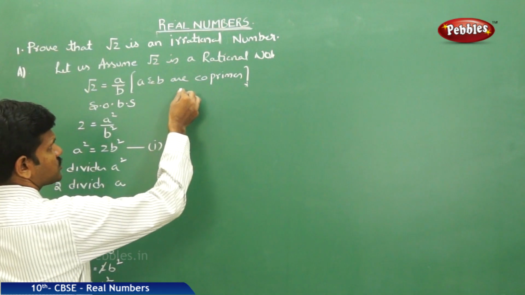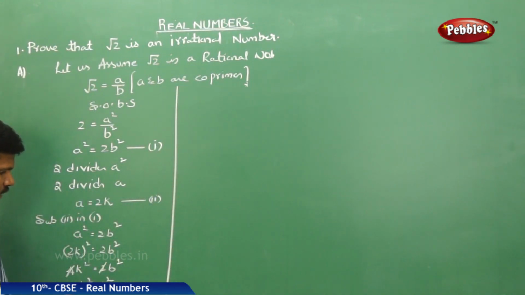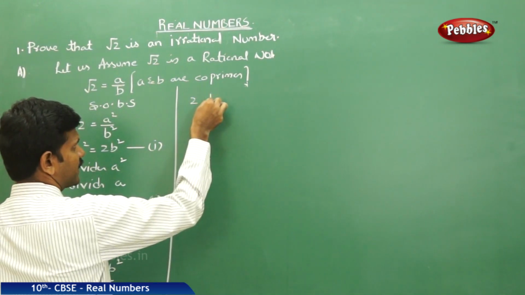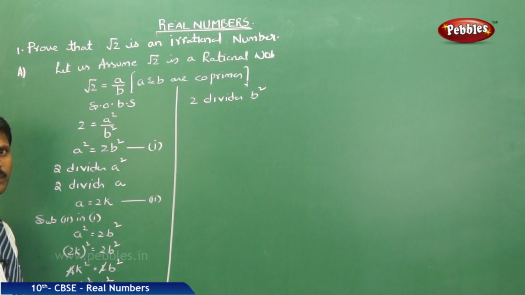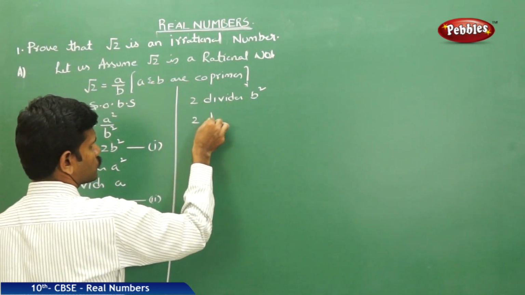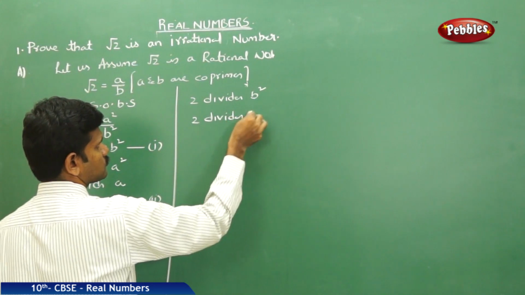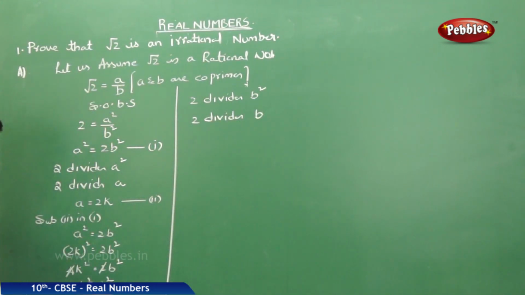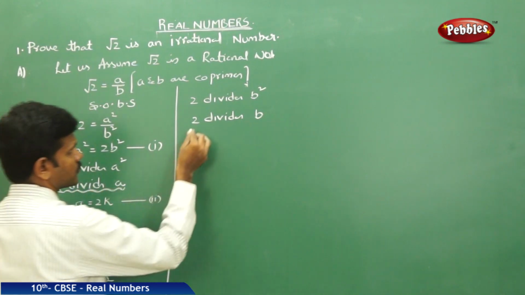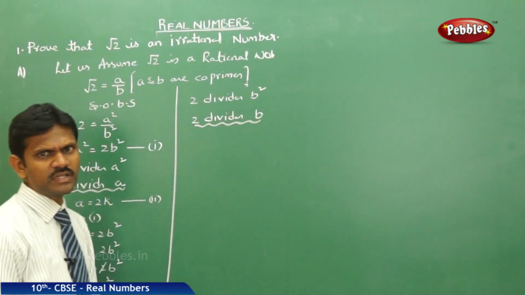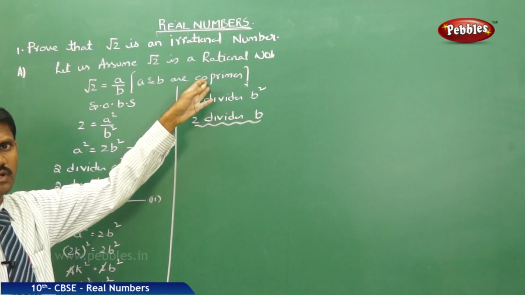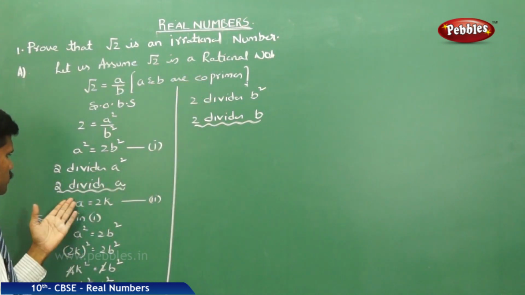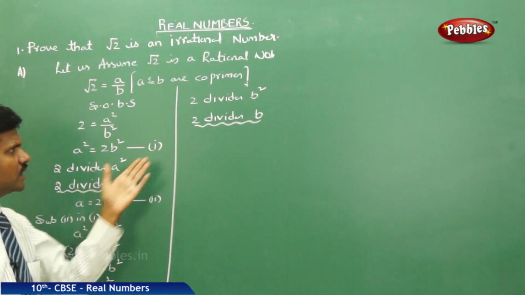Now from this condition, what I understand is, 2 is a multiple here, if you bring to the other side, 2 divides b square. If 2 divides b square, then 2 divides b. See here, 2 divides a. Here I got 2 divides b. What is the meaning of that? Here a, b are co-primes. Co-primes means they do not have a common factor. But according to this, 2 divides a and 2 divides b.